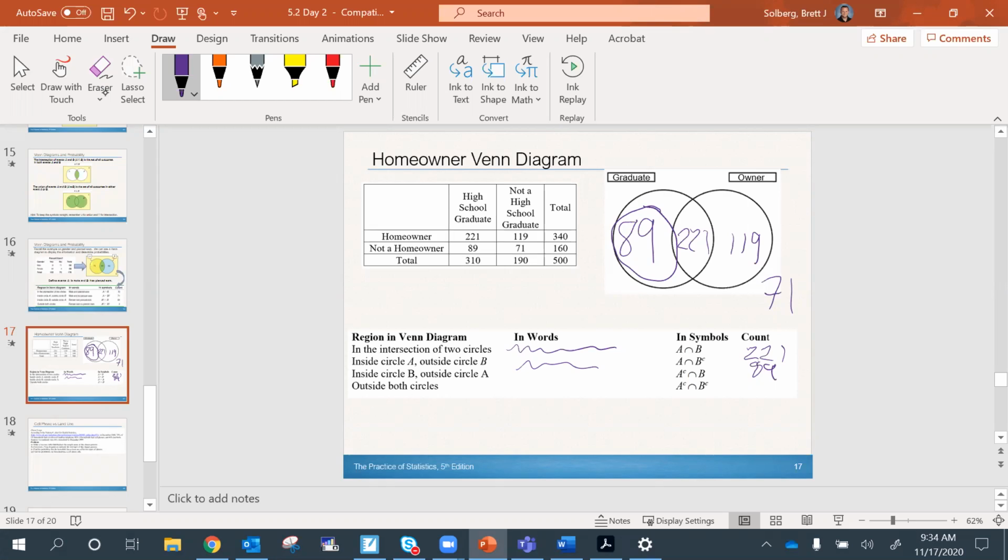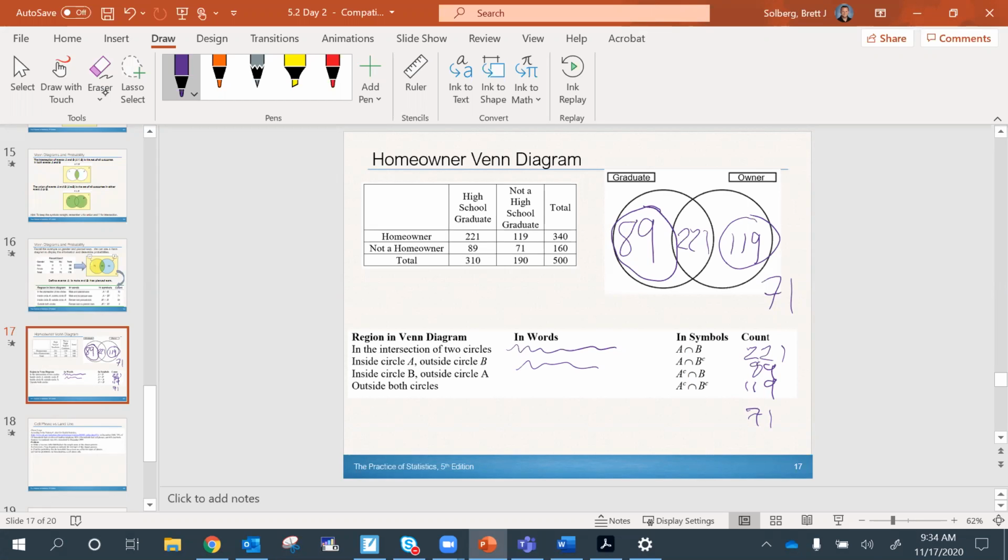All right, and then I'm going to go to Brandon and say, so Brandon, what does the 119 represent in the context of this problem? That they're homeowners but not graduates. There you go. And then lastly, we'd have those 71 who are neither. They are not homeowners, they are not graduates.